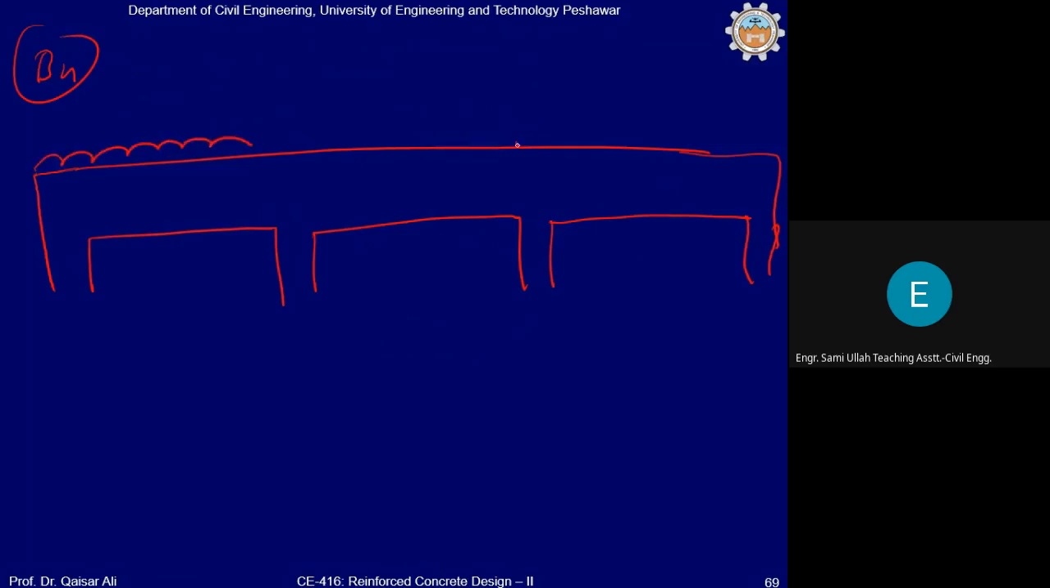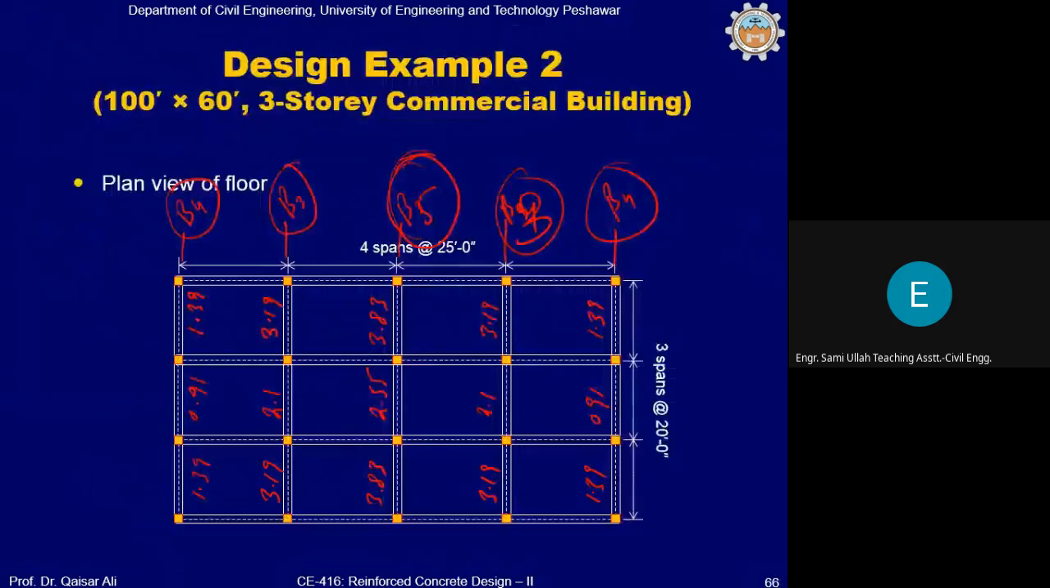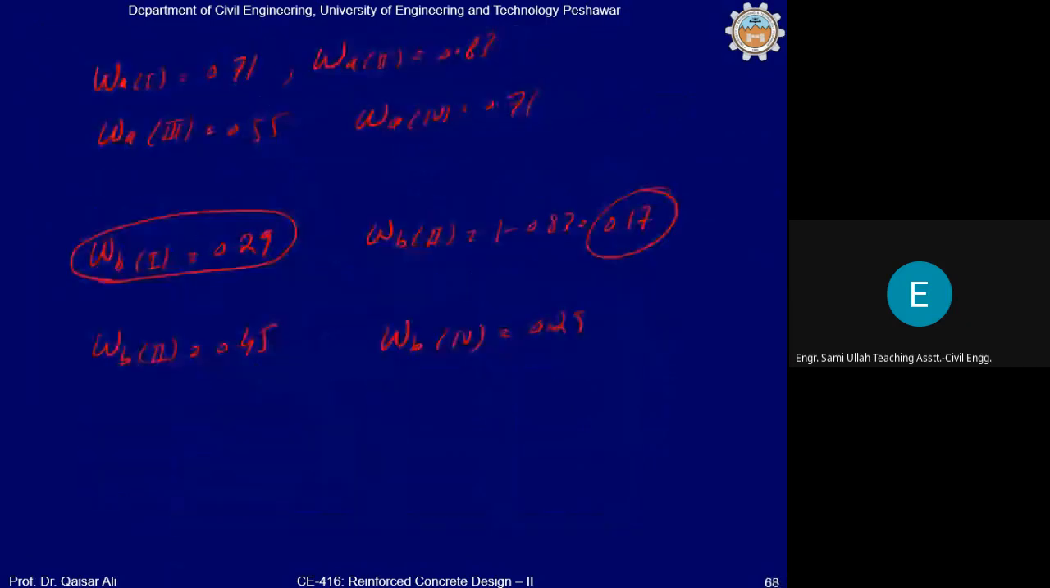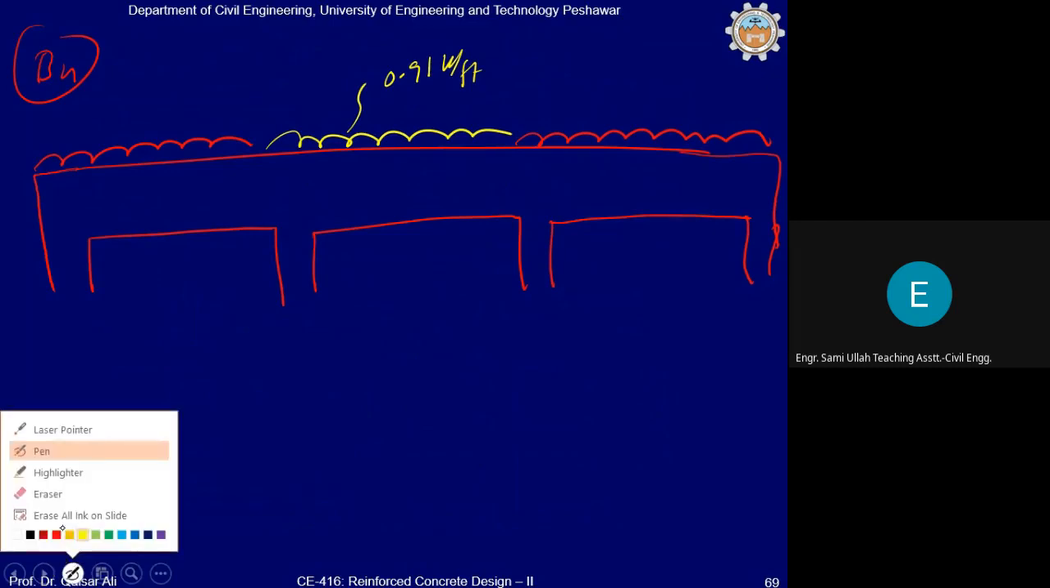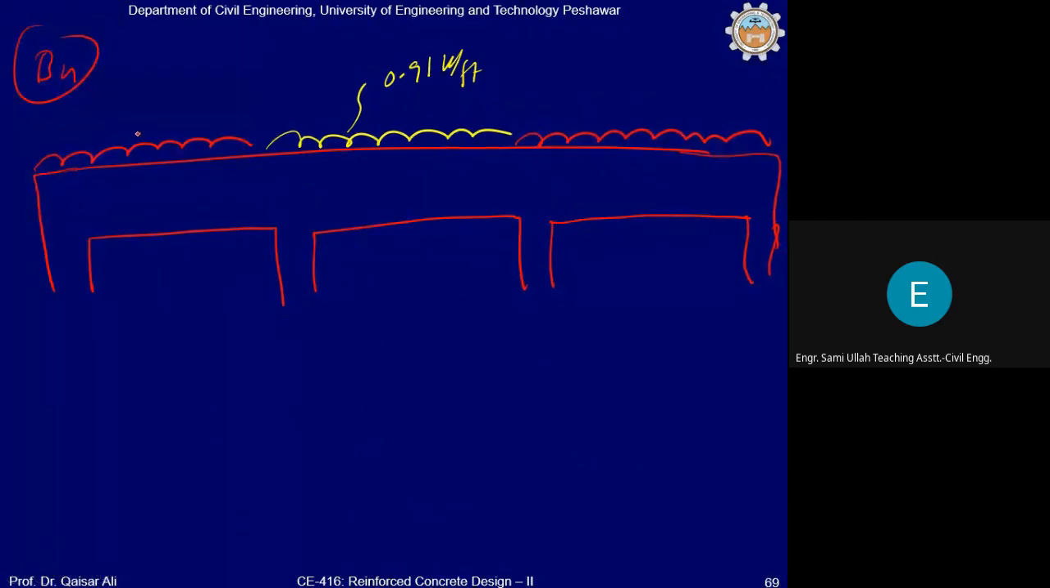The exterior span and the interior span loading. What are the values? 1.39 and 0.91. This is 0.91 kip per foot. And this is 1.39 kip per foot.